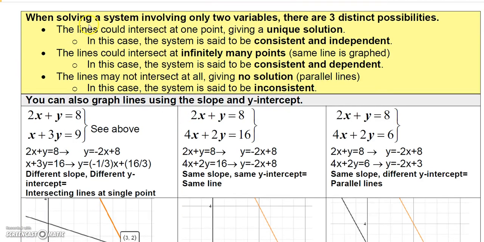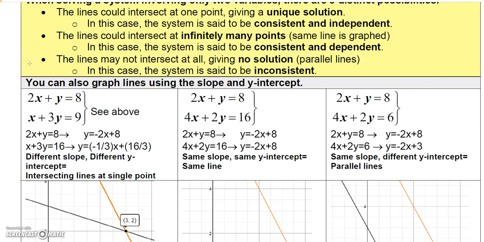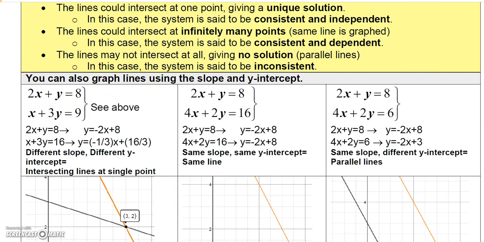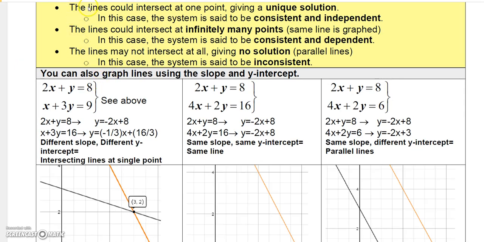When you solve a system that involves only two variables and two equations, there are three distinct possibilities. One possibility is that the lines could intersect at one point, giving a unique solution, like the one that we just did. When we solved this, we got lines intersecting at a unique point. When that happens, that's called a consistent and independent system.